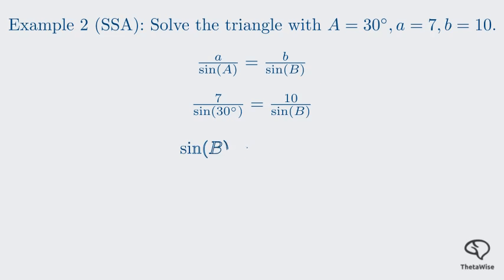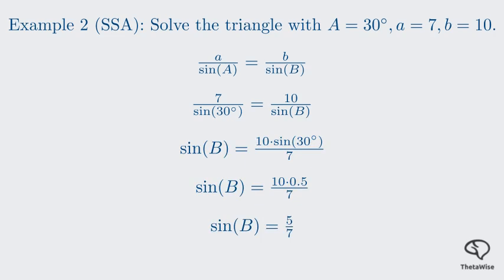Solving for sine B, we get sine B equals 10 times sine of 30 degrees divided by 7. This simplifies to 10 times 0.5 divided by 7, which is 5/7. Since 5/7 is between 0 and 1, we know there are two possible triangles.